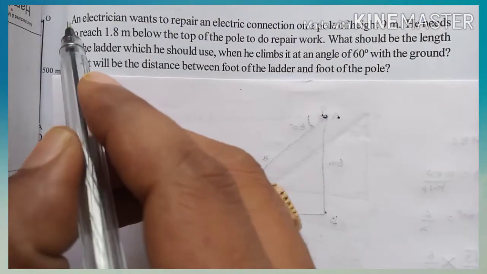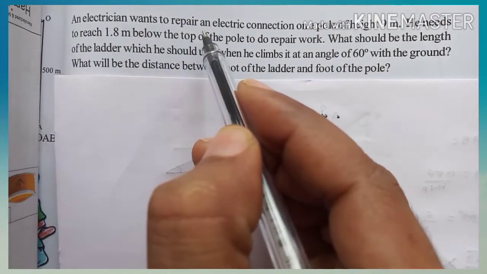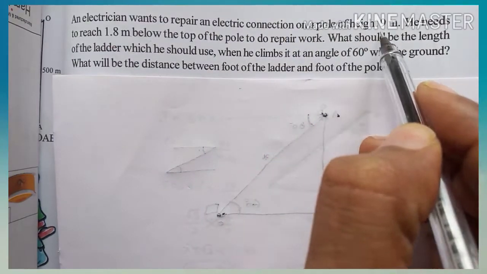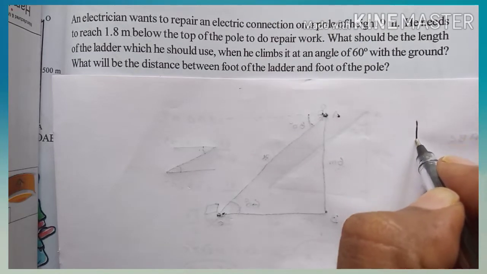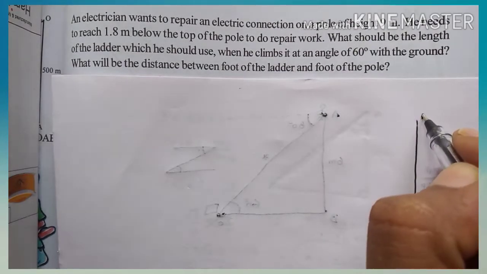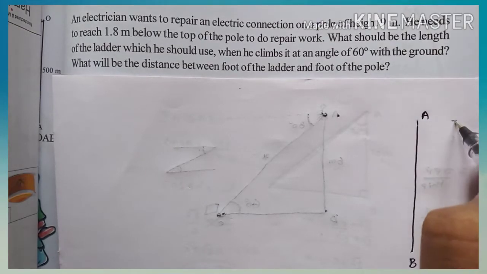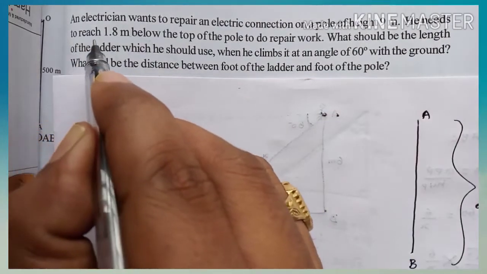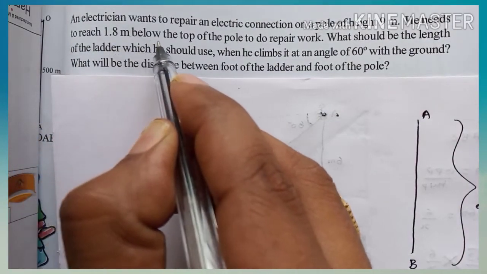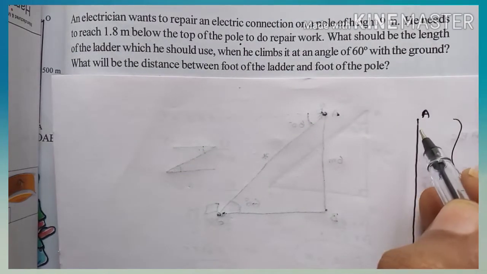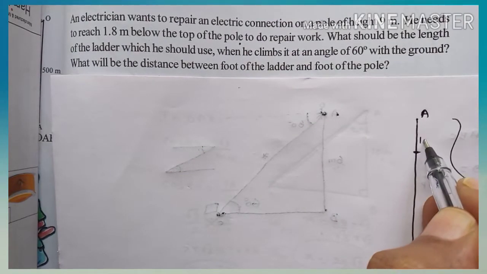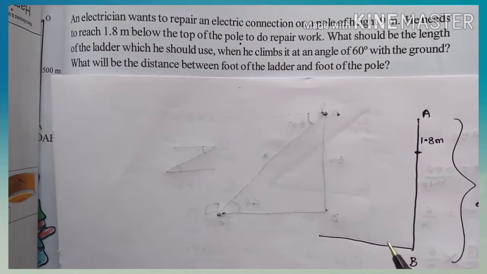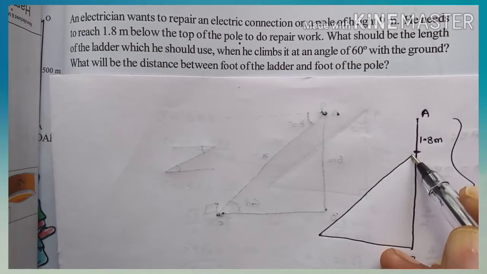The question is: an electrician wants to repair an electrical connection on a pole of height 9 meters. This is a pole of 9 meters. Let the pole be AB. He needs to reach 1.8 meters below the top of the pole. So 1.8 meters below here should be reached, so you have to place a ladder to that height only.